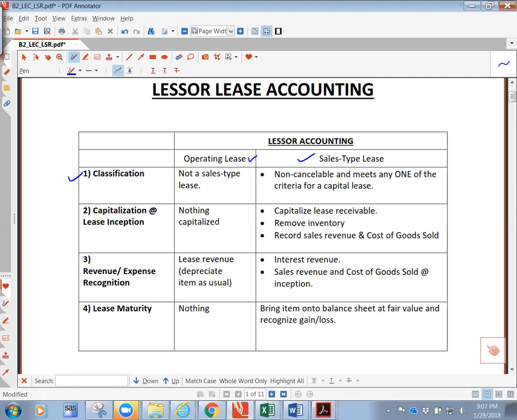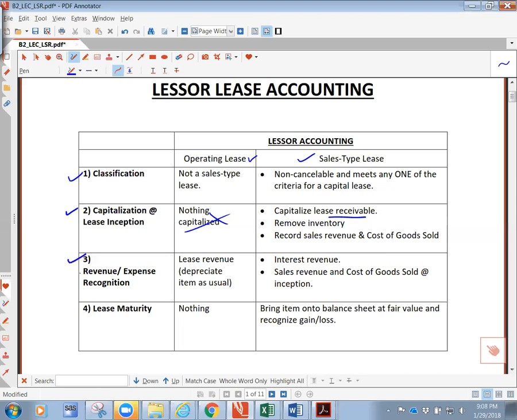The second part you'll have to learn is capitalization. So if it's an operating lease, nothing's capitalized. If it's a sales type lease, we're going to capitalize a lease receivable. Capitalize means to recognize or record a long-term asset, and the lease receivable is a long-term asset we're capitalizing. So you'll remove the inventory, and then we'll also record sales revenue and cost of goods sold because it's like a sale.